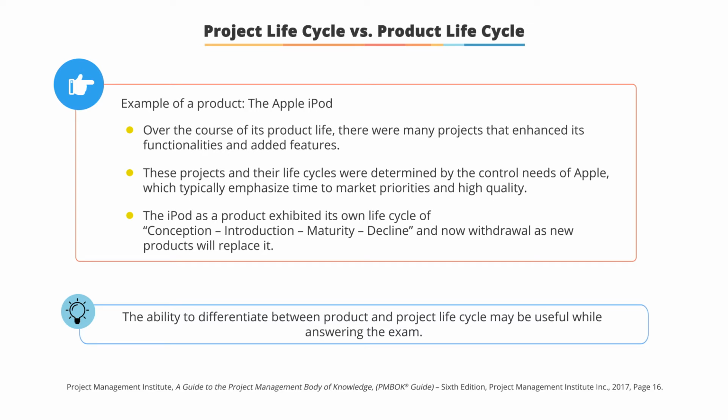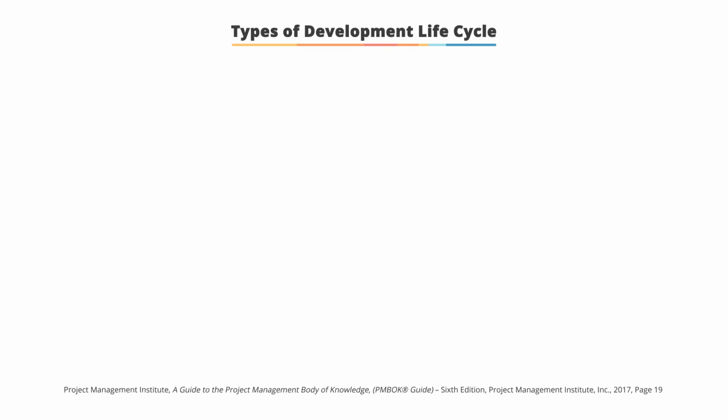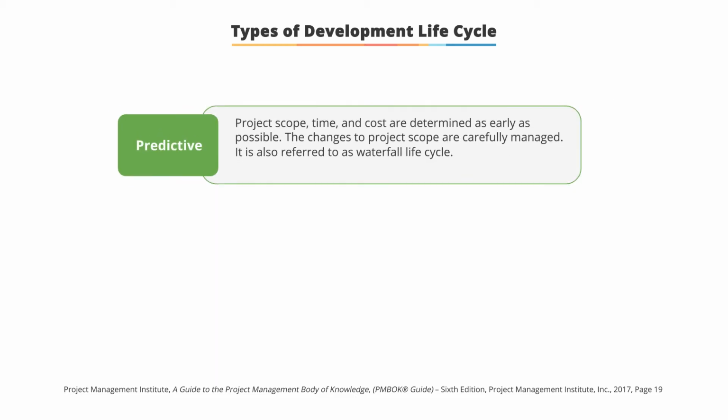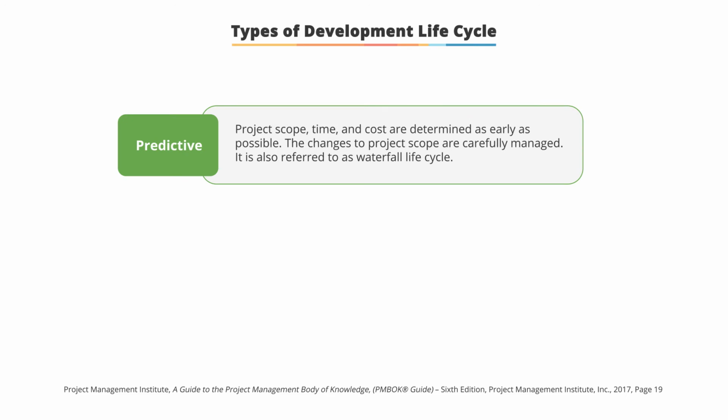In the next screen, let's discuss more about the project lifecycle. There are several different ways in which projects can be executed in their development lifecycle. The first is the predictive. This is where the project scope, time, and costs are determined as early as possible. The changes in project scope are carefully managed, and oftentimes this is referred to as the waterfall lifecycle.